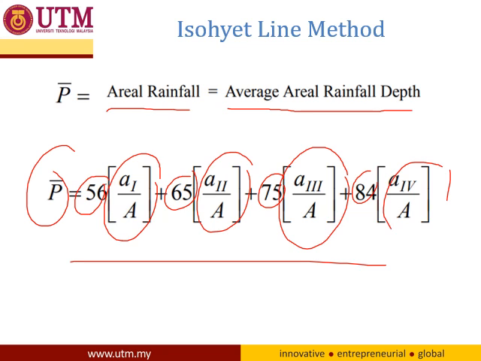If you want to check whether your calculation is correct, if you add all these ratios, you will get 1. If you add all the ratios up, you will get 1. So if you get 1 when you add all the ratios, then you are correct.